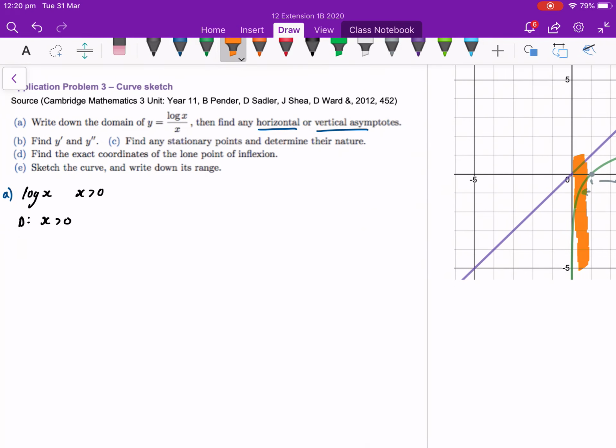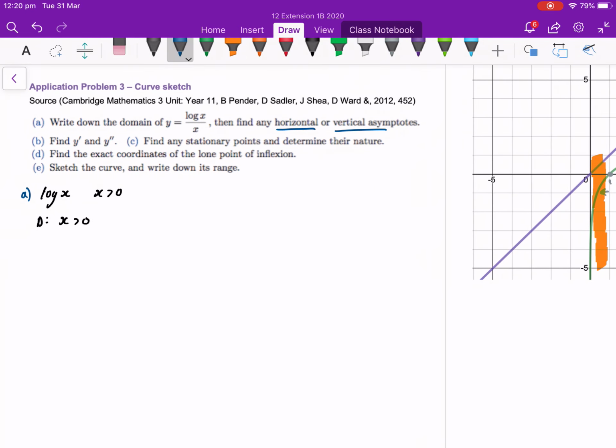Now, moving on from here, we look at part B. We're asked to find the first two derivatives, y dash and y double dash. So having a look at y equals log x on x, we can see that this is going to require the quotient rule. Just a brief reminder, the quotient rule is that y dash is equal to u dash v minus u v dash all over v squared.